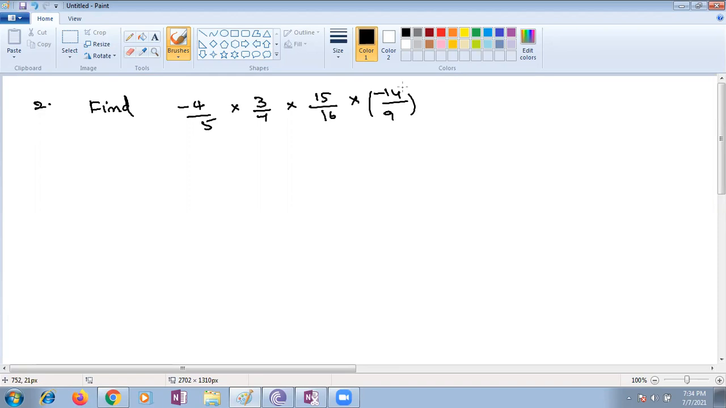Wonderful Vishnu, wonderful. We can do this in many methods, children. Which one am I using? I am using the properties here. Minus 4 by 5 multiplied with 3 by 7 multiplied with 15 upon 16, multiplied with 9 upon 14. So it's nothing but minus 14 by 9.